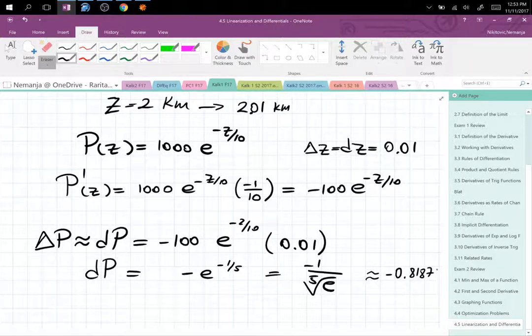Ta-da! Differential. Done deal. We'll restart for the mean value theorem.